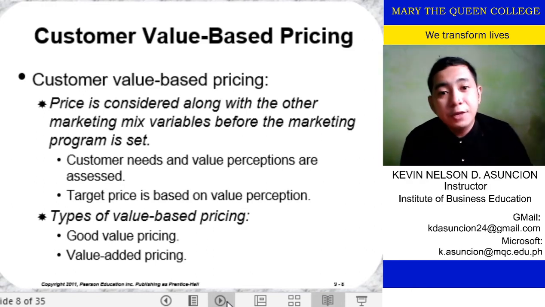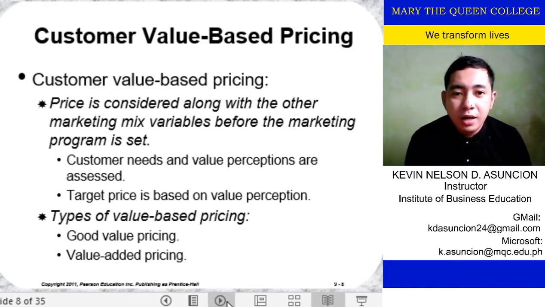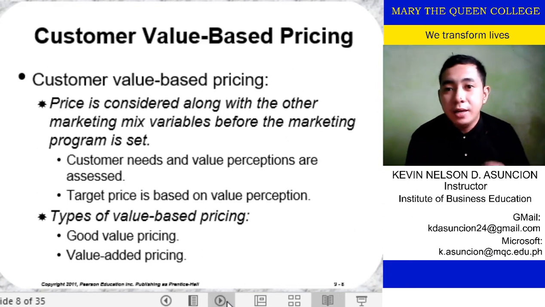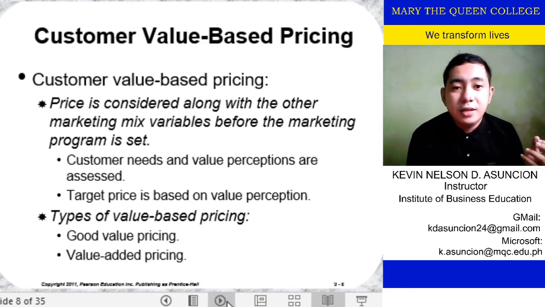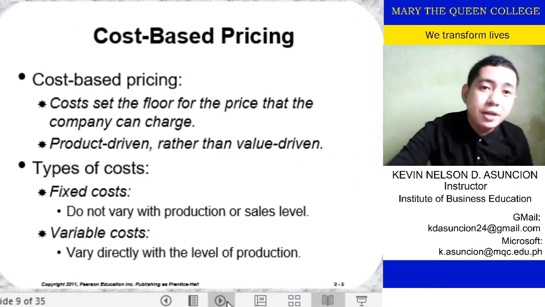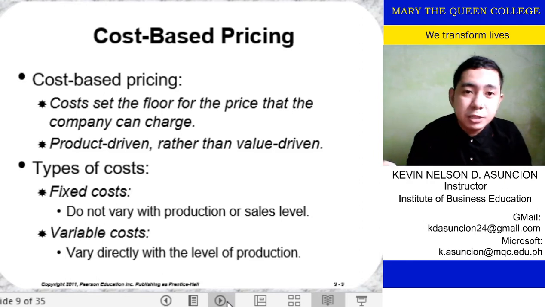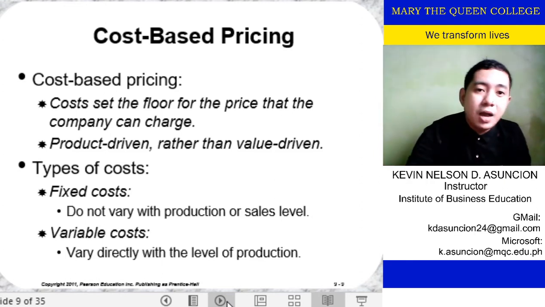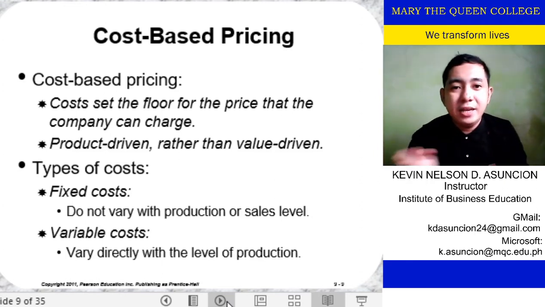So, we also have types of value-based pricing. We have good value pricing, wherein ang ibig sabihin nito ay napaperceive ng tao na sulit yung produkto o yung serbisyong binebenta. Ikalawa is the value-added pricing, wherein whenever people purchase a product based on a price, at nagdagdag sila, they can get more satisfaction out of it. So that is the value-added pricing. So we go now to the cost-based pricing. Cost-based pricing is cost sets the floor for the price that the company can charge.